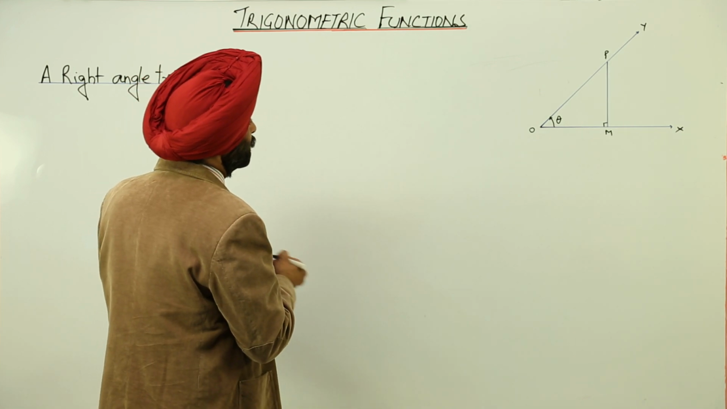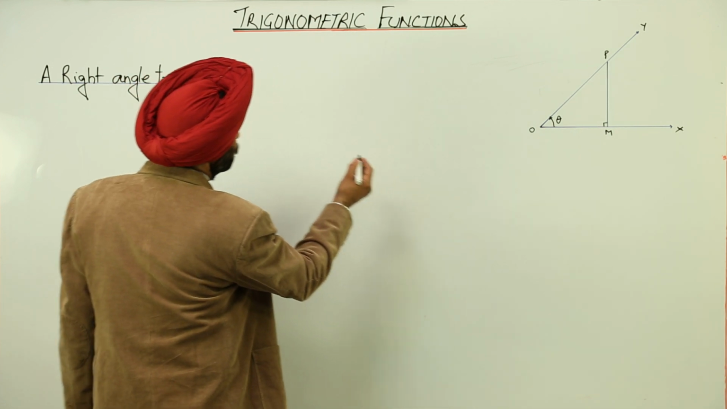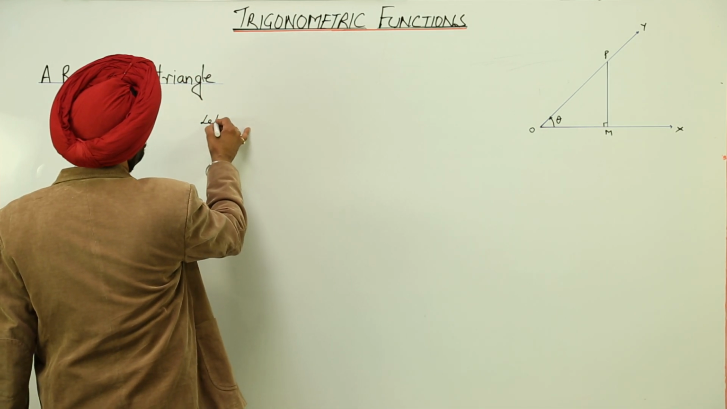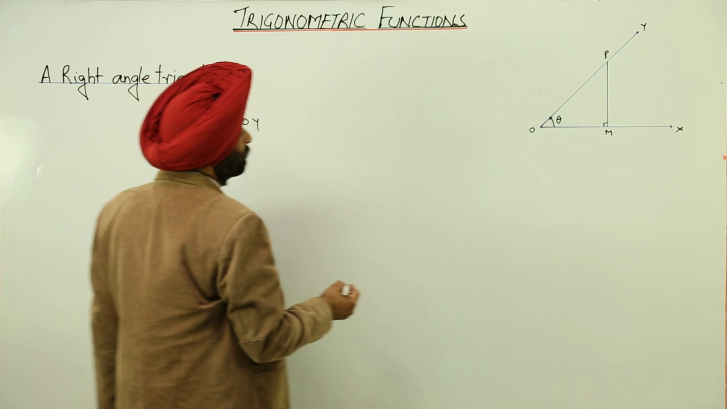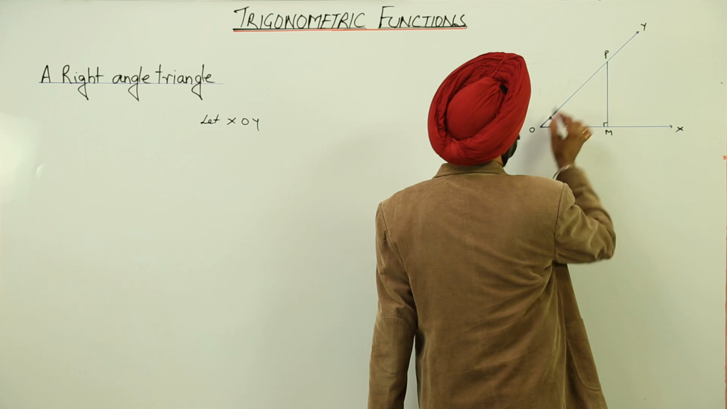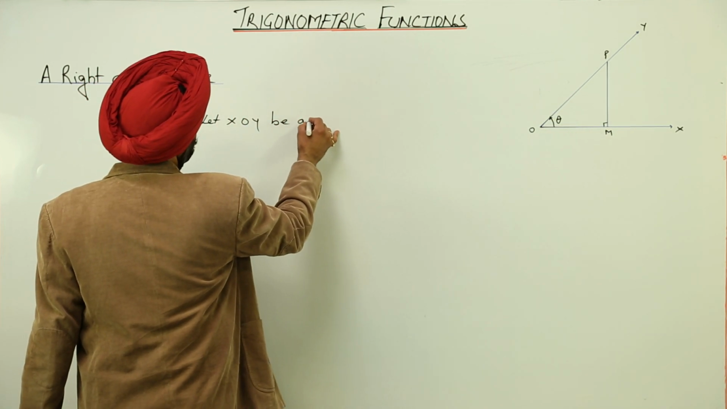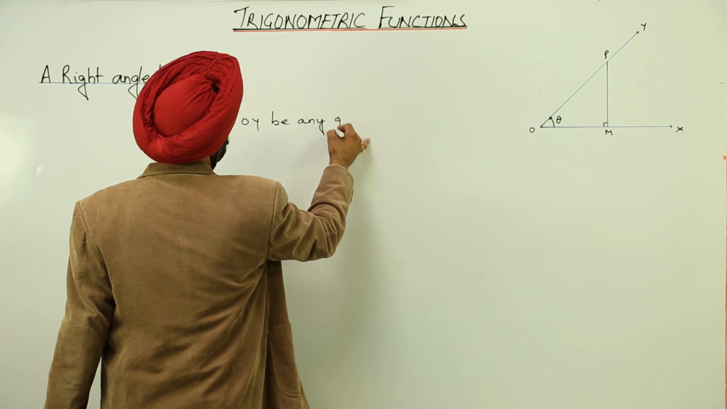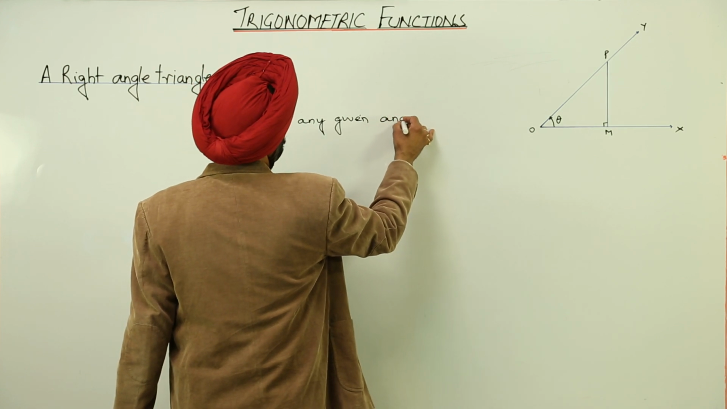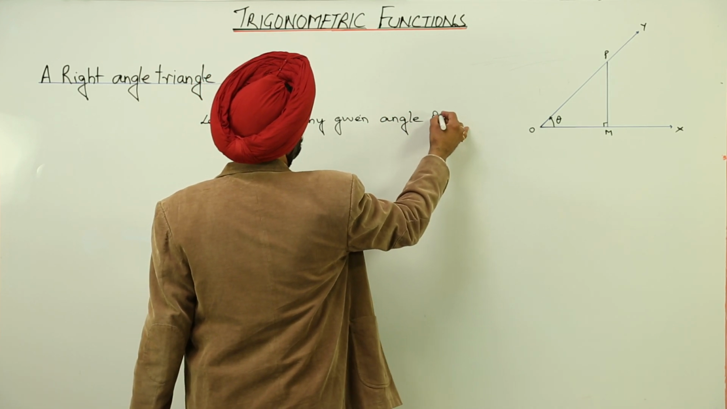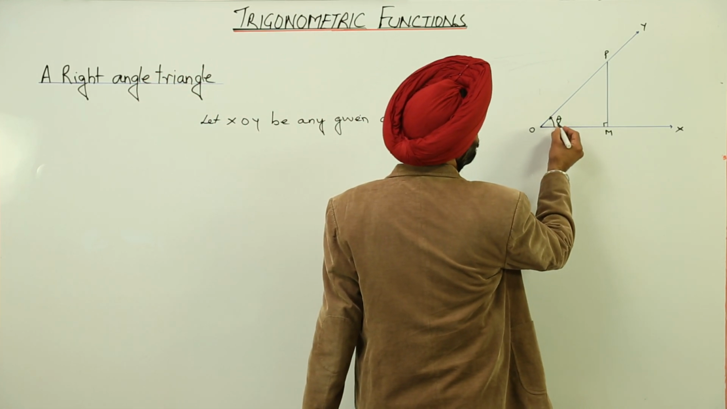Now here I have already drawn a right angle triangle. Let me give you a small demo for it. We have X, O, Y, starting from here. Let there be any given angle, that is theta. Here I have mentioned that this angle is theta.